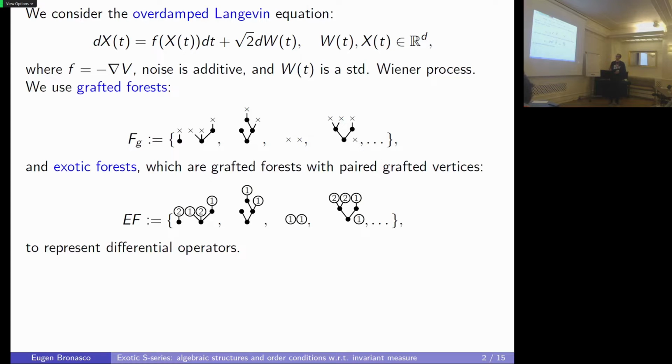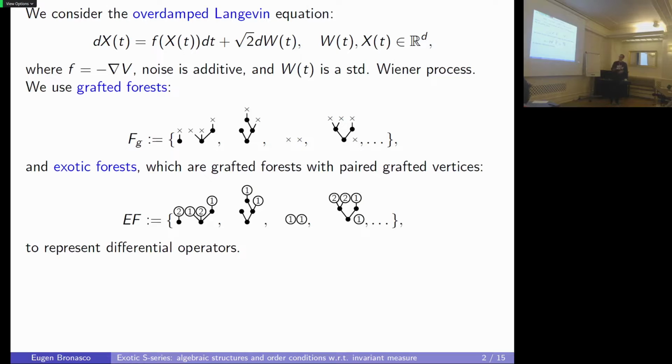The grafted forests are bicolored forests with two colors of vertices. We have black vertices and grafted vertices, which are denoted by these crosses. The grafted vertices cannot have incoming edges, so they can only be leaves. We also have exotic forests. Here are some examples.